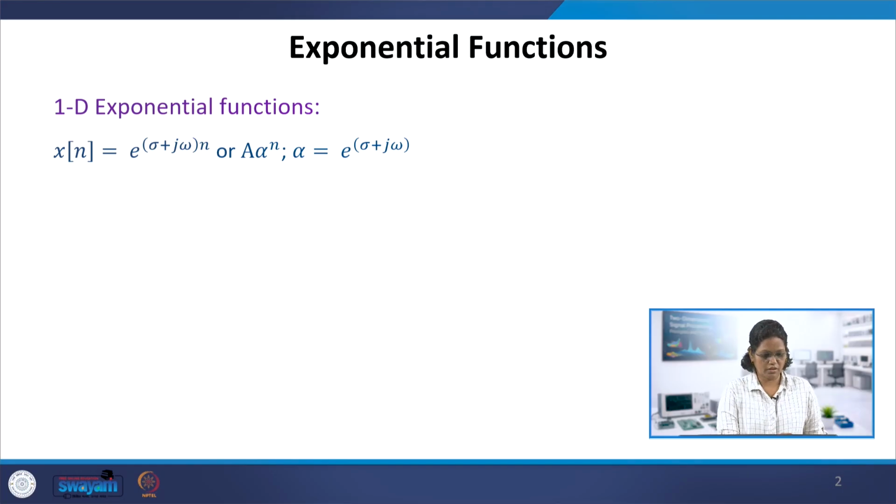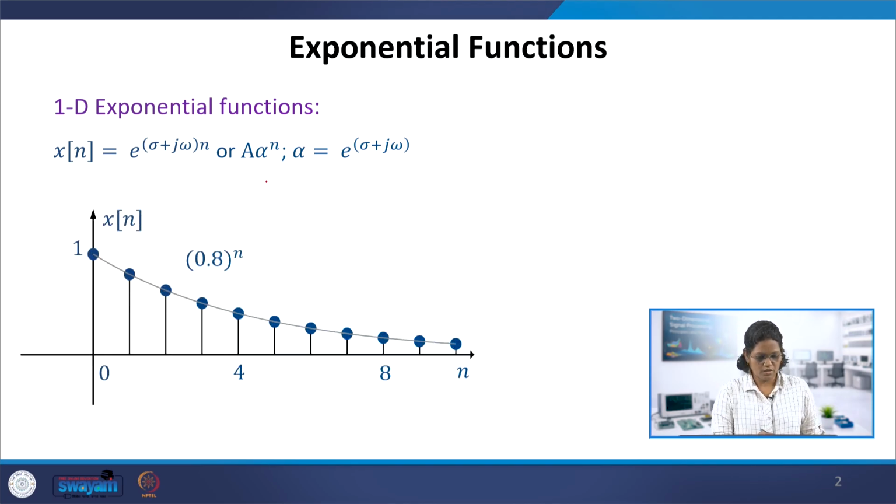As we continue with 2D signals, we would look at the exponential functions today. For the 1D exponential function, we had already discussed that x of n is equal to e power (sigma plus j omega) n, or it could be written as alpha power n, where alpha is equal to e power (sigma plus j omega).